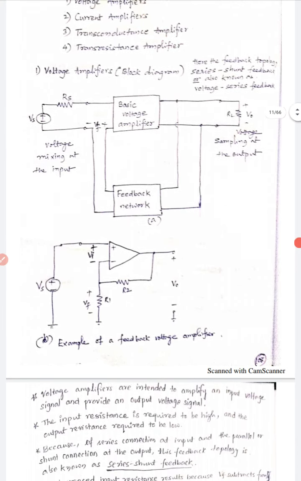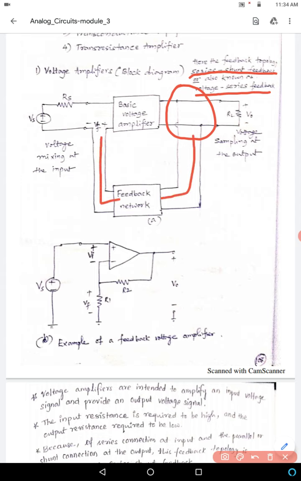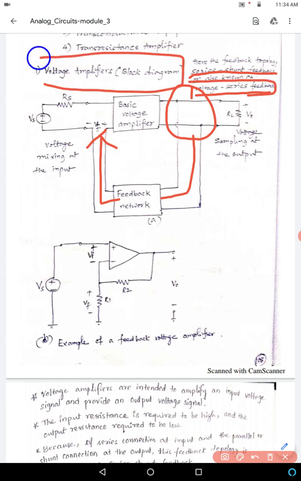You can see the block diagram, and this voltage amplifier is also called series shunt feedback. There is also one more name, voltage series feedback. Why is it called voltage series feedback? Because we are taking the output as a voltage here, and the voltage is always taken in parallel. That is why the output voltage is fed back to the input in series. So it is called voltage series feedback, or simply the voltage amplifier.